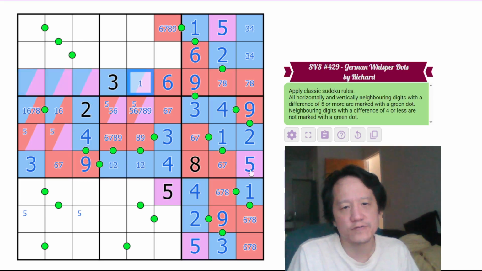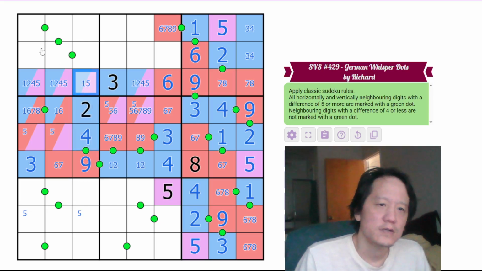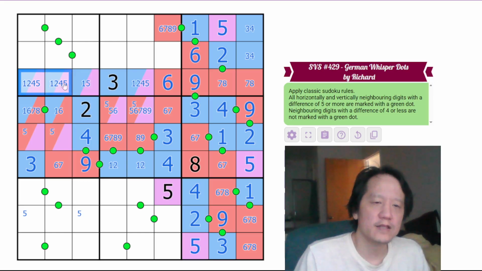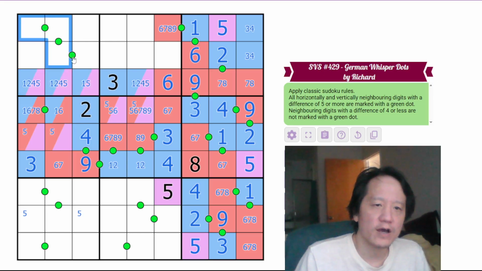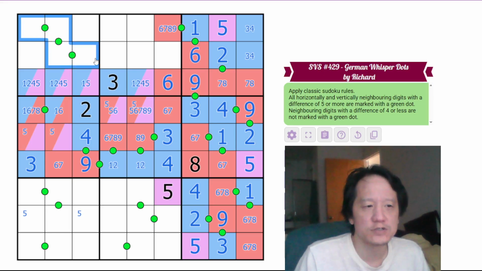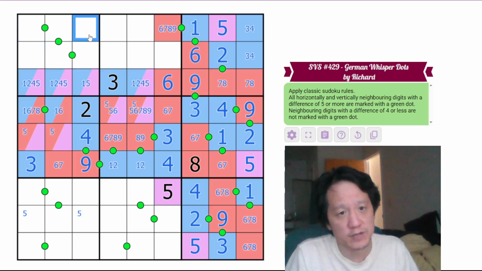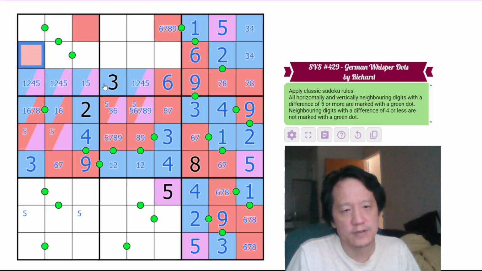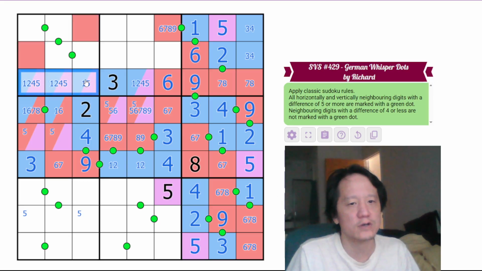And it's 1, 2, 4, and 5. And this can't be 2 or 4 because of the 2, 4 pair in the box. So at least 2 of these are low. And we have a sequence of 3 German whisper dots, but 4 cells next to German whisper dots. So 2 of those must be low, which means the remaining digits are high. Because we can't have 3 lows here. Because if that's 3 lows, that would force 5 lows in the box. So this cannot be low.